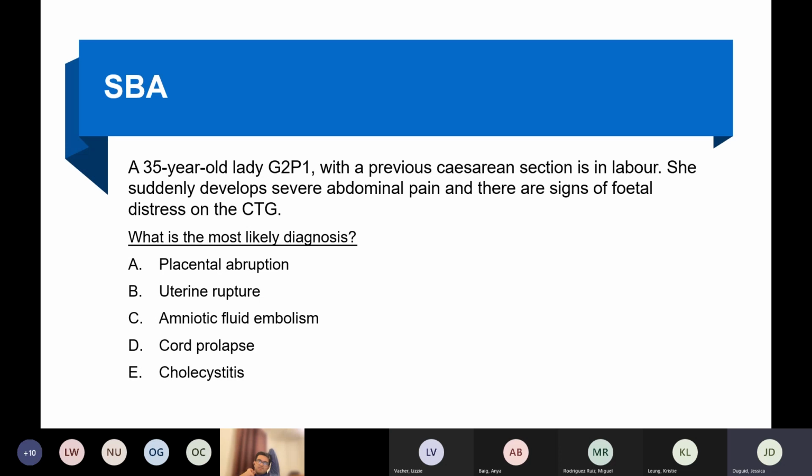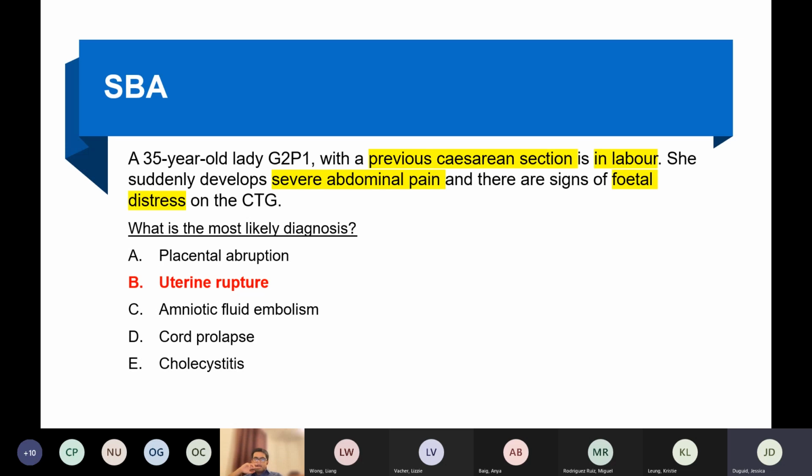She's had a previous C-section. She suddenly developed severe abdominal pain and there are signs of fetal distress on the CTG. So what is the most likely diagnosis? On Menti, most people are going for uterine rupture. The things you need to note here are the previous C-section, the fact that she is in labour right now, the severe pain and the fetal distress. So that points to a diagnosis of uterine rupture.